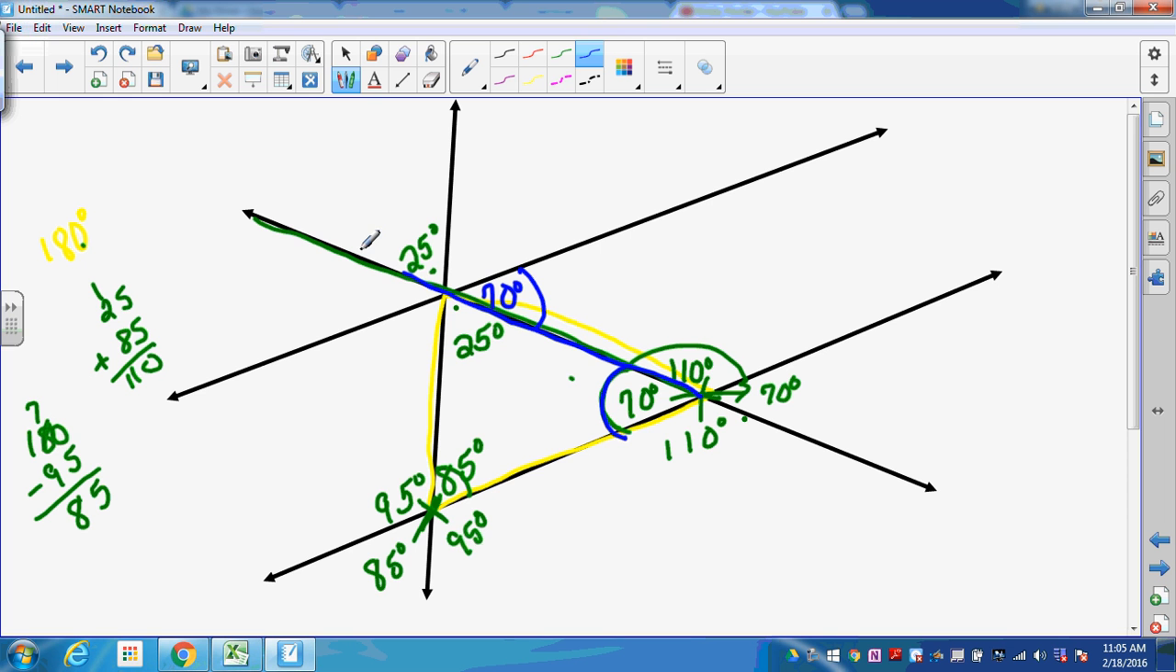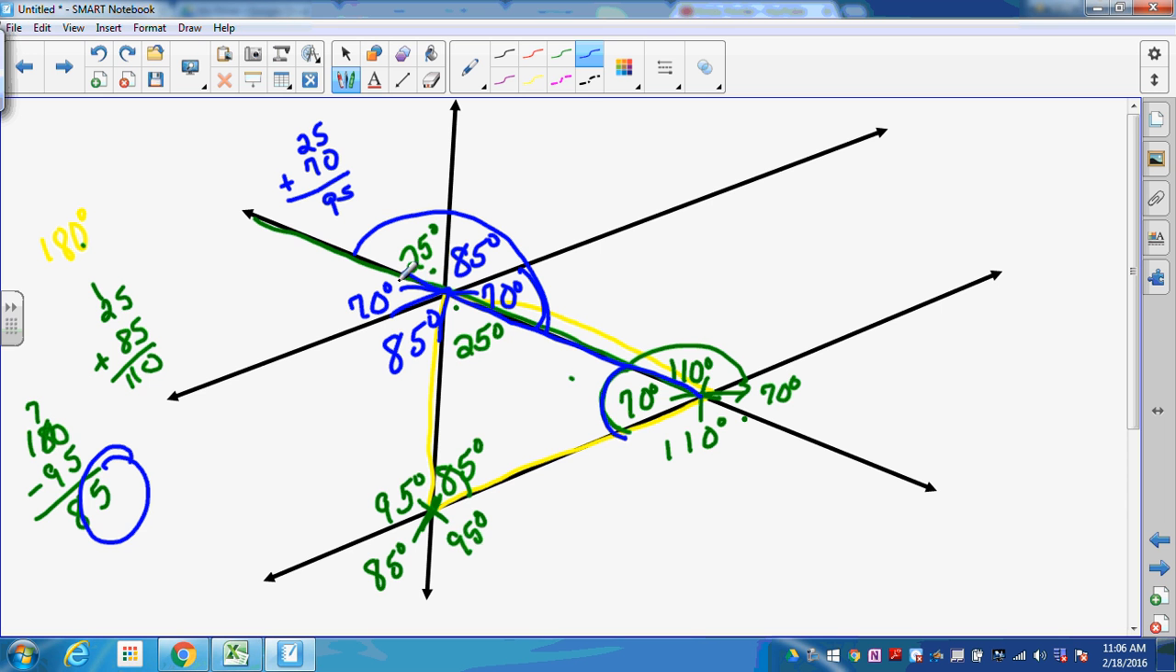What I like to do is I see that these 3 angles together are going to give me 180 degrees. So if I add up the 25 and the 70, that's going to give me 95 degrees, and I subtract that from 180. Well, I've already done that math down here, so I know that that's going to give me 85 degrees here. And now I have a whole bunch of vertical angles, and I can just finish filling in angle measures. I'm done.